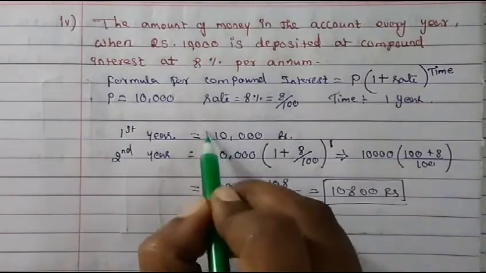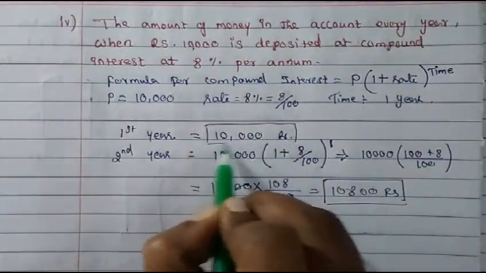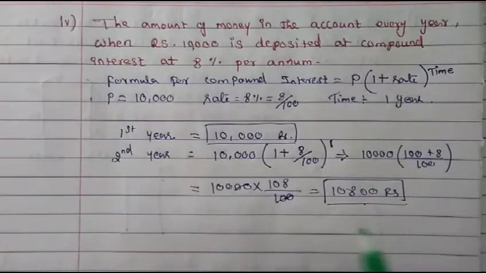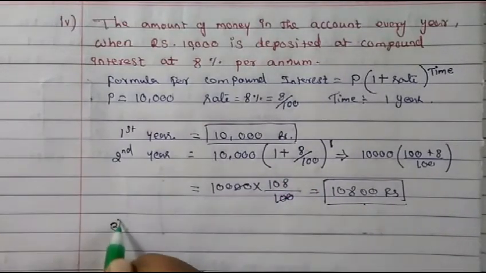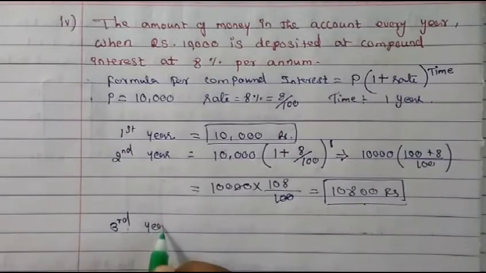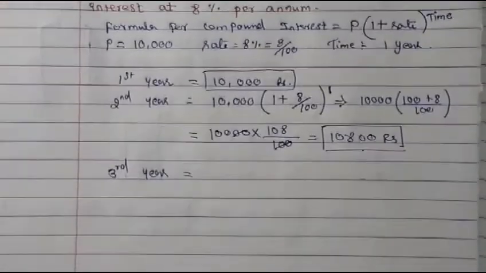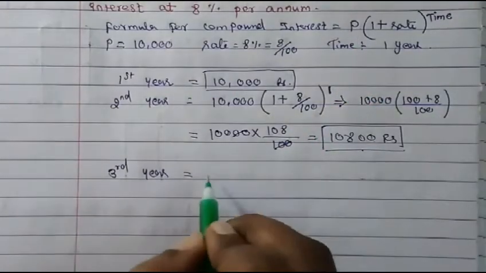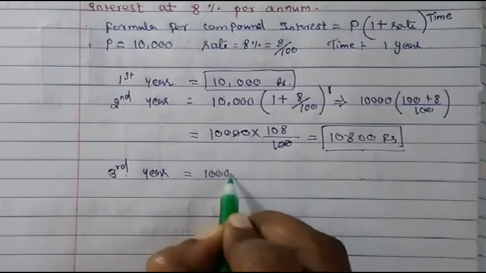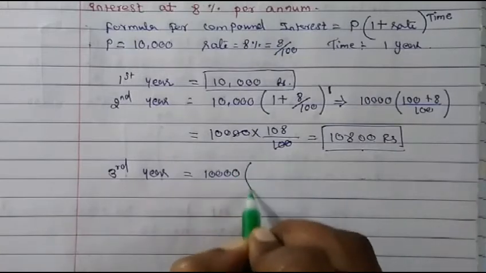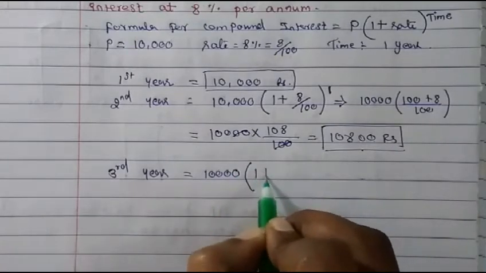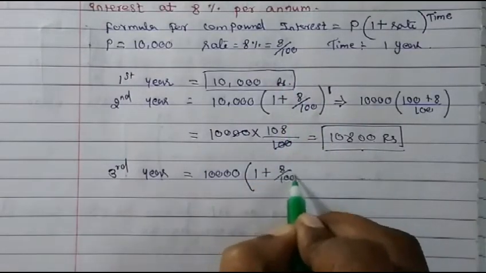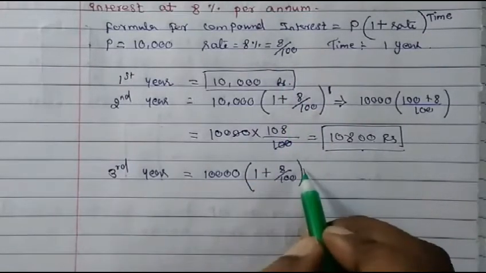So the first year how much do we have? 10,000. Then in the second year, with interest, we have got this much. So now for the third year, let us see. The third year is again the principal amount, 10,000, and then 1 plus the rate, which is 8 upon 100.